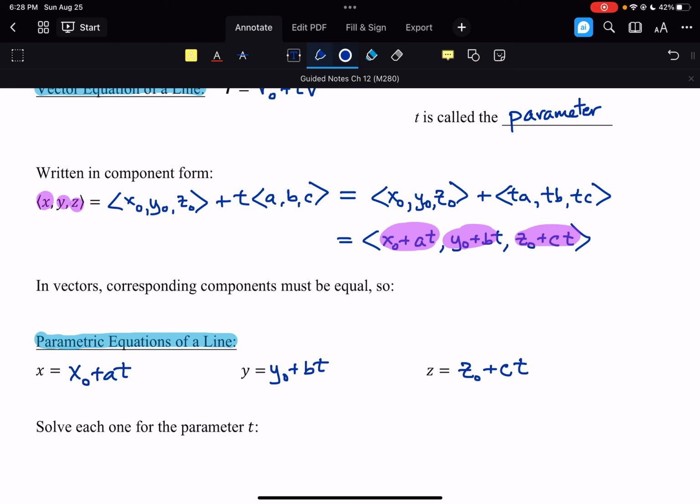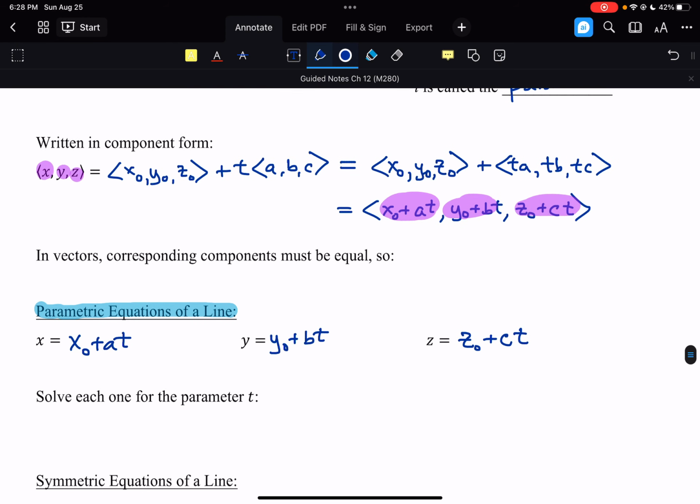Now, from the parametric equations, they do all have t inside of them, so if we wanted to, or needed to, we could solve each of these for that value of t. Like this first one, we would subtract the x naught to the other side and then divide away the a. So we would get t equals x minus x naught over a. If we did it for this equation, we would get t equals y minus y naught over b. And for this one, we would get t equals z minus z naught over c.